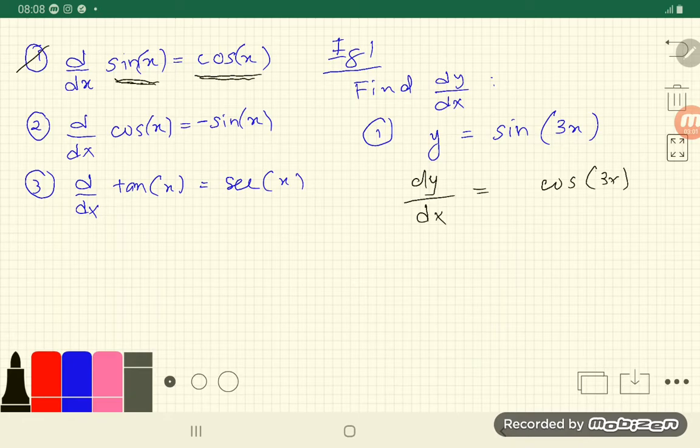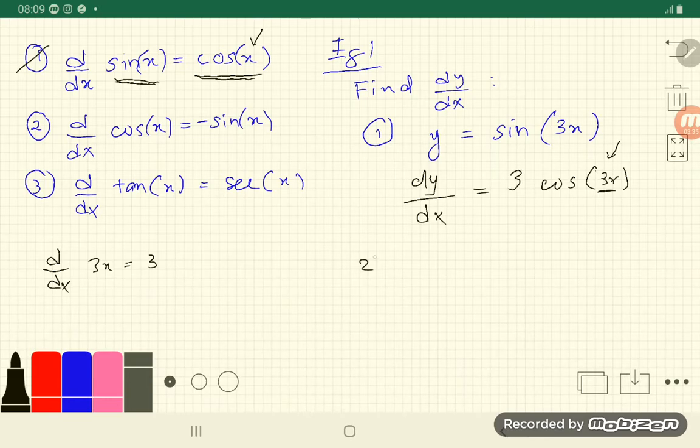But please pause for a minute, because here we have 3x, whereas in the formula we only have x, so it's a bit different. Here we need to differentiate the value of our 3x as well. If we differentiate 3x, we are supposed to get 3. So the value of 3, you are going to put in front of this.